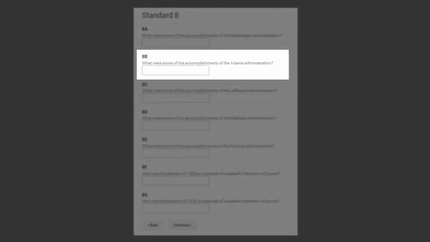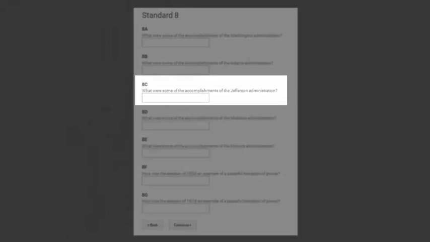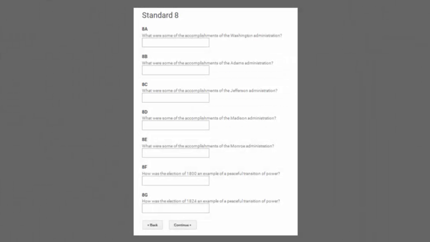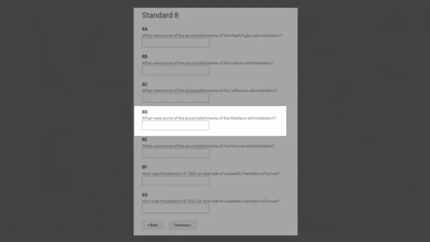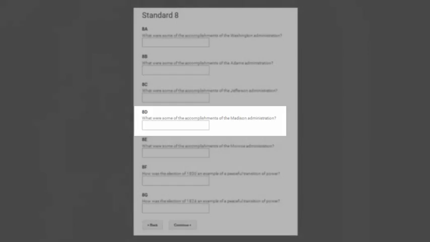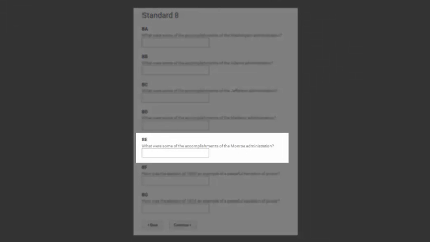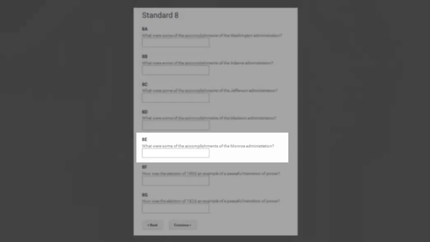8B. What were some of the accomplishments of the Adams administration? 8C. What were some of the accomplishments of the Jefferson administration? 8D. What were some of the accomplishments of the Madison administration? 8E. What were some of the accomplishments of the Monroe administration?